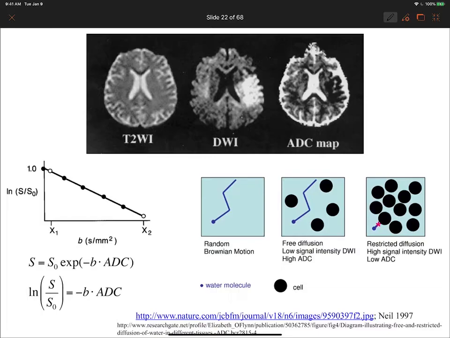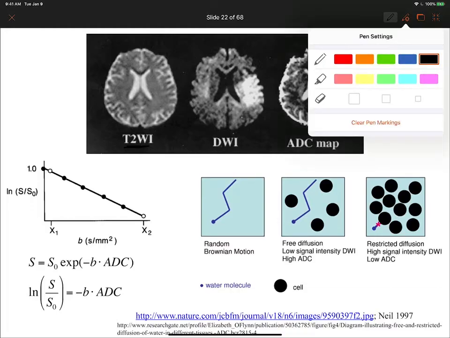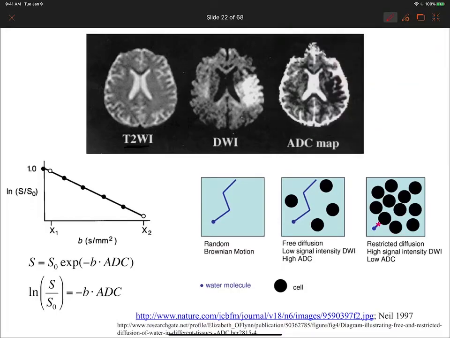And so this is what you end up with. For example, this is a T2 weighted image. This is a diffusion weighted image. So this is showing they've applied some diffusion weighting, and so the signal in this area of the brain has gone up quite a bit. And if you notice the T2 weighted image, it really doesn't show much at all.